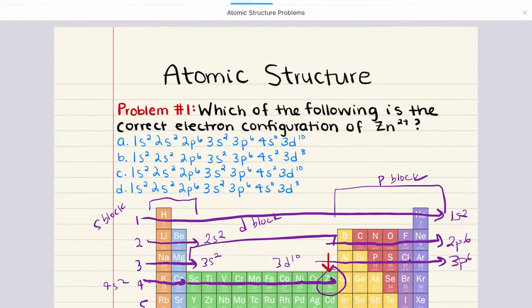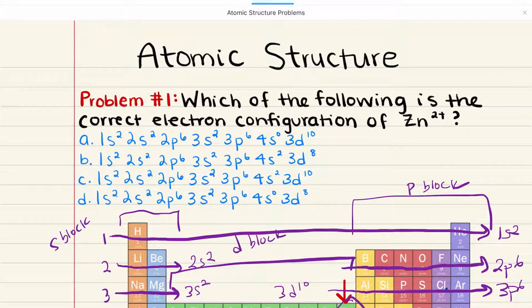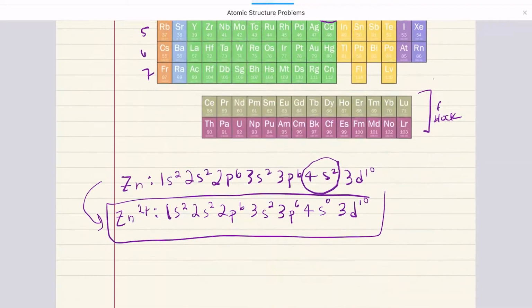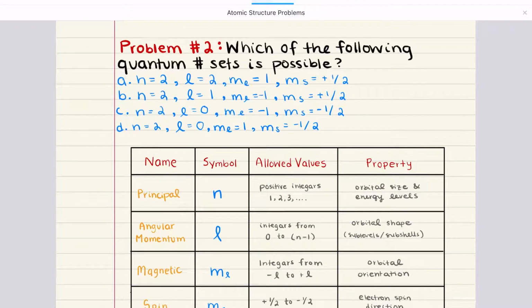Now, if we go back to our answer choices, the answer choice that aligns exactly with that is going to be answer choice A. So for problem number 1, the correct answer is A. Wonderful. Let's move on to problem 2.